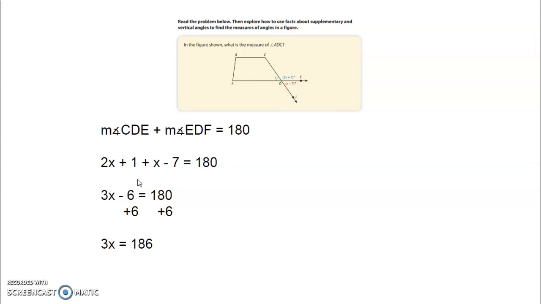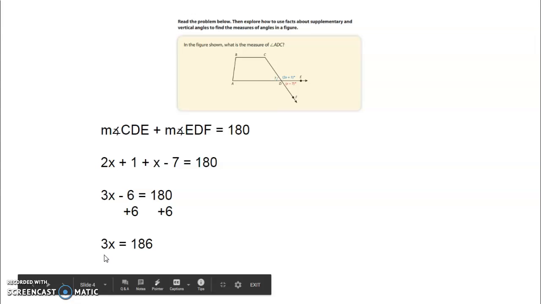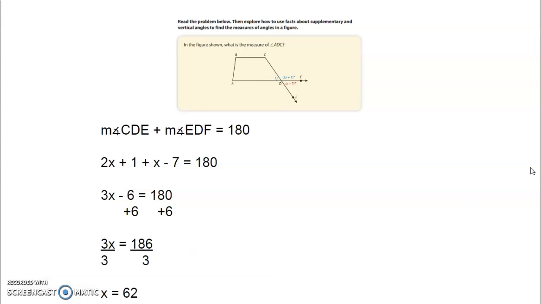I do that by doing the opposite of whatever is in the equation, right? So I can look at this in 2 ways. I can say it's minus 6, so I'll add 6, or I can say it's negative 6, so I'm going to combine it with a positive 6. Either way, whatever way you think about that, it's going to be the same. So I'm going to combine positive 6 on both sides of the equation. So I end up with 3x is equal to 186.